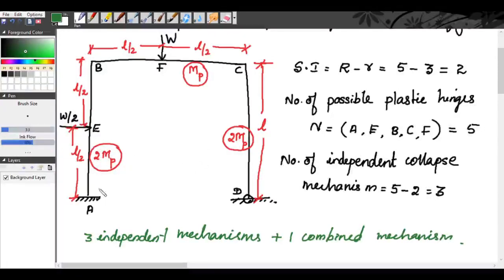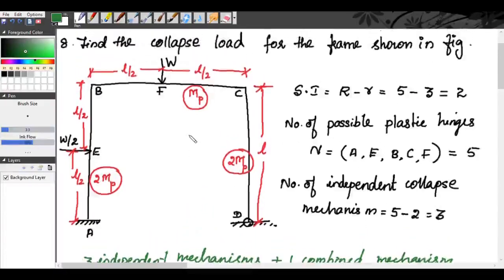Then the whole frame ABCD will be subjected to a sway mechanism, because you have a concentrated load acting towards the right, so you will have a sway mechanism towards the right. Now let us see what the 3 mechanisms are. The first mechanism is the beam mechanism for the span BC. Beam mechanism you all know. If you take BC, at F you will have a hinge, and since B and C are rigid, you will have hinges there. This is your first mechanism, the beam mechanism.